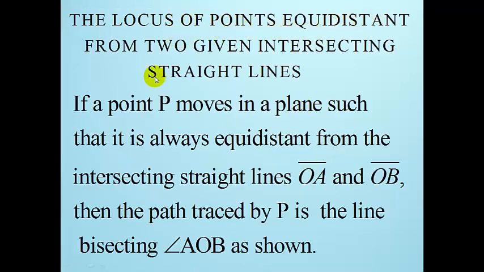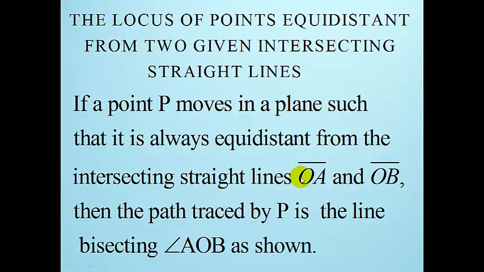The locus of point equidistant from two given intersecting straight lines. If a point P moves in the plane such that it is always equidistant from the intersecting straight lines OA and OB, then the path traced by P is a line bisecting angle AOB. So OA is a straight line, OB is another straight line. If you are searching for the locus equidistant from the two intersecting straight lines, then it's a matter of bisecting the angle the two lines make.